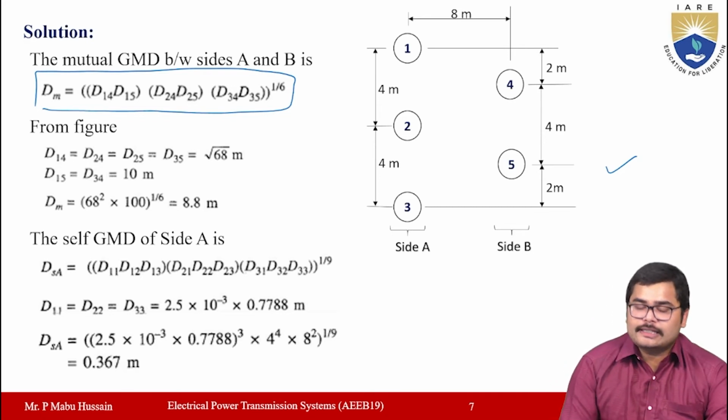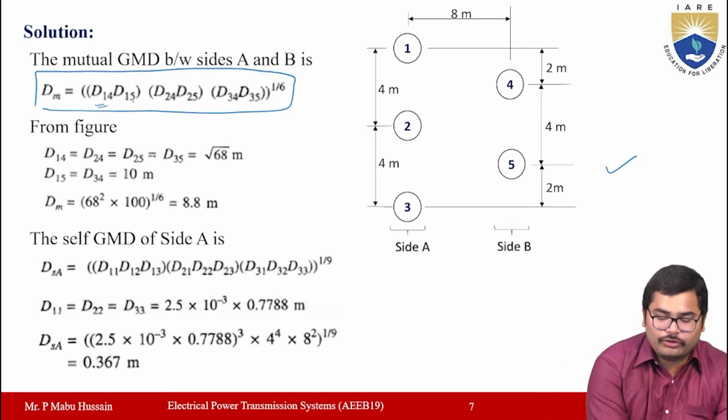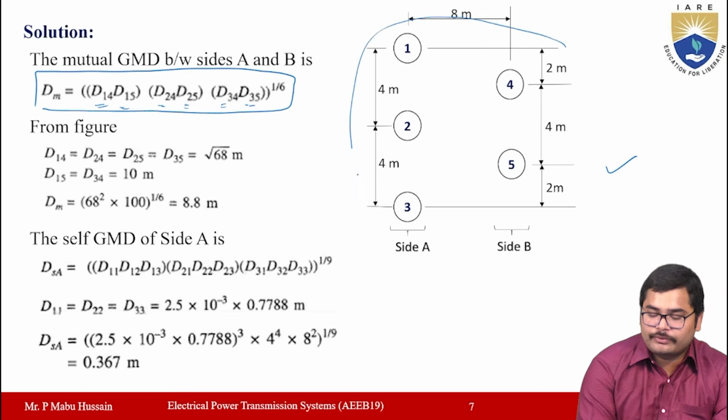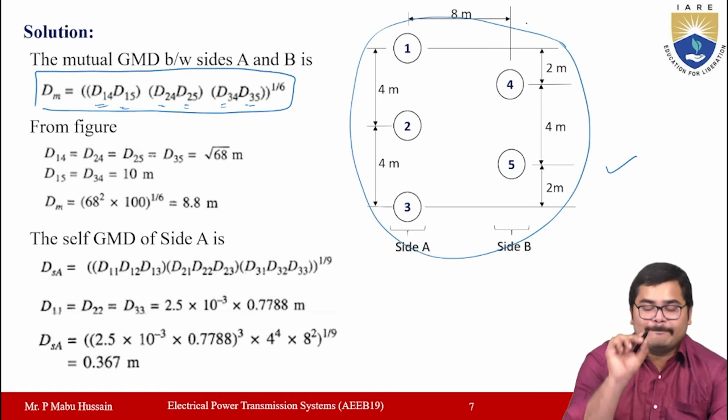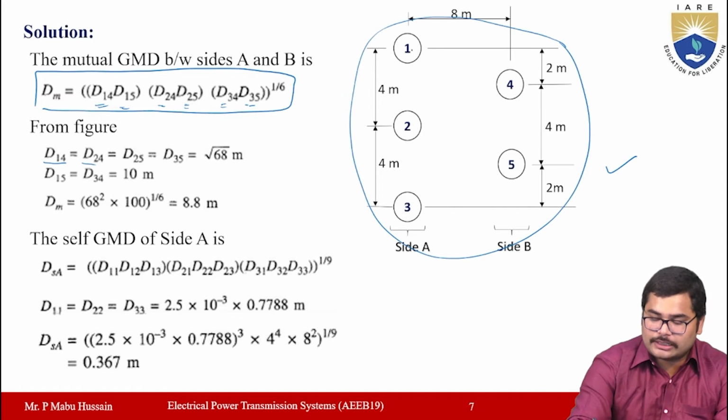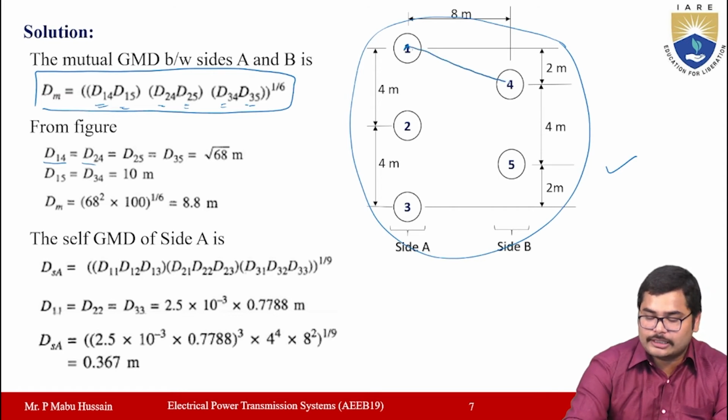Now, what is the distance D14 and D15, D24, D25, D34, D35? So you have to observe those distances from this figure. Once you see here D14, D24, D14 is nothing but from here to here, this distance. Center to center always you have to take. So this is D14.